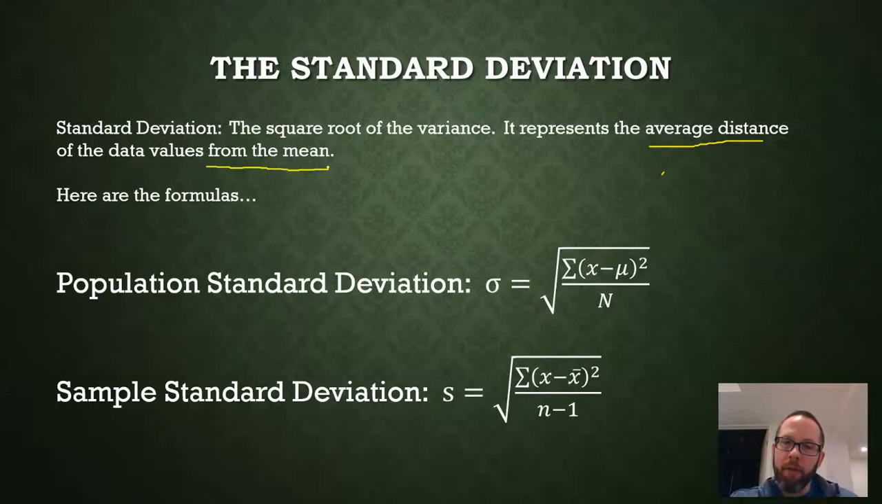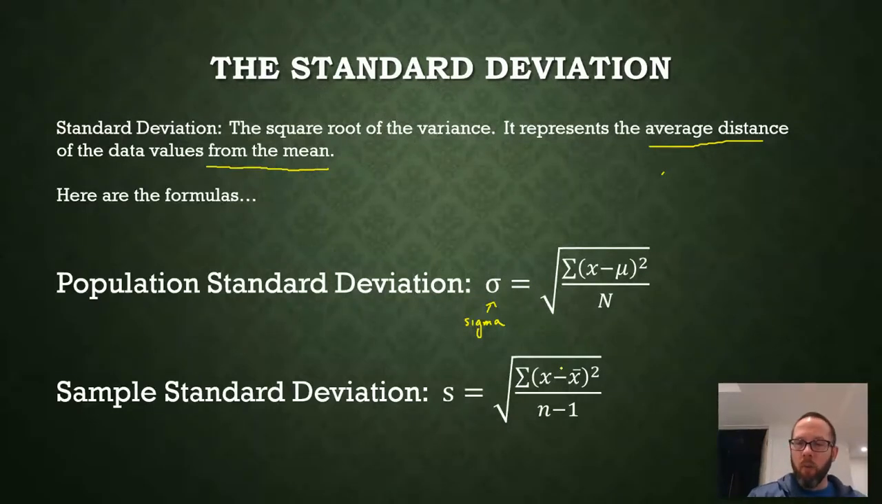And the formula for this standard deviation is just the square root of the variance. The standard deviation symbol we use is this Greek letter sigma. And the formula is literally just square rooting our formula for variance. And for sample standard deviation, we just square root the sample variance.